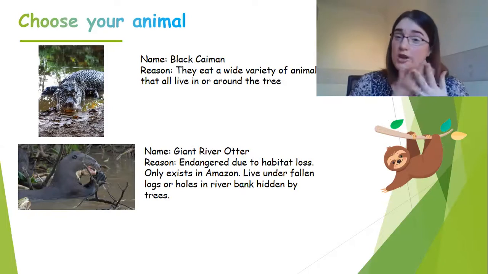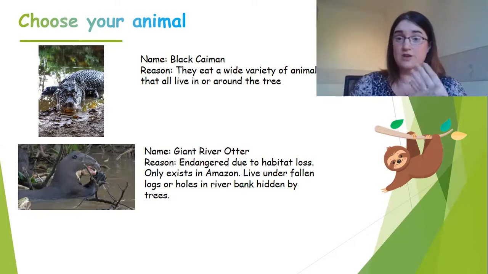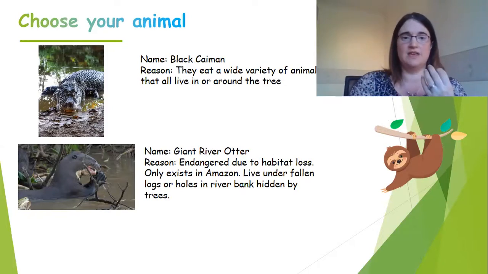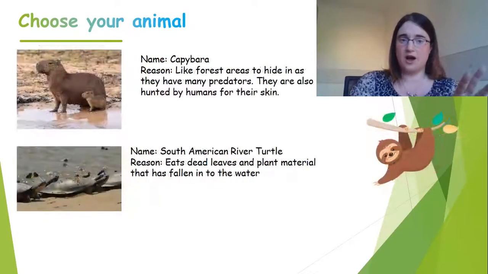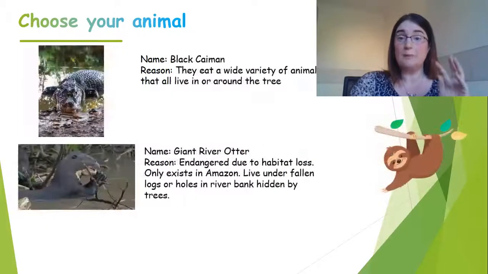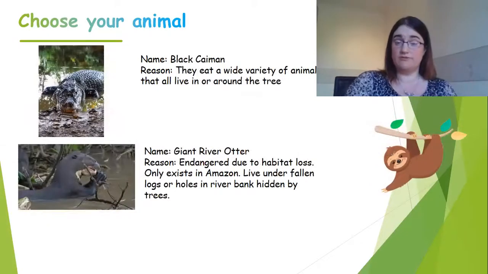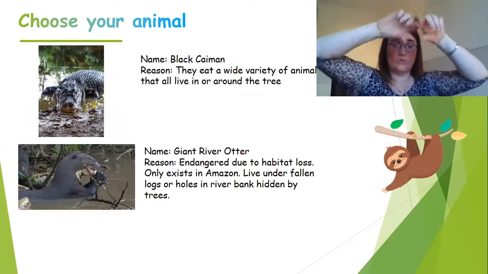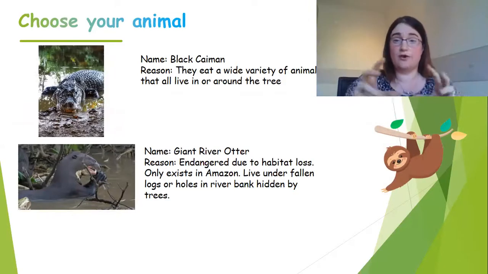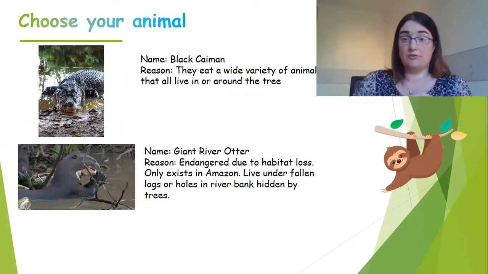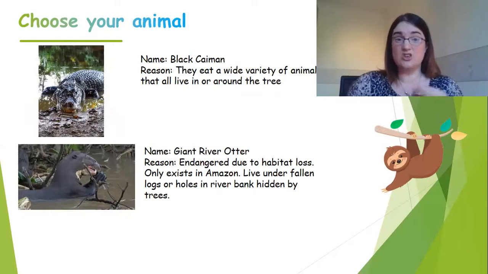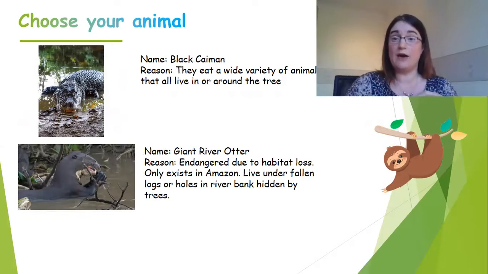So you're going to choose one of those 4 animals for me. Okay, you might need to go back and have another look at them. So our 4 animals are the capybara, the South American river turtle, the black caiman, or the giant river otter. And I want you to create a little web of any words you can think of to describe that creature. If you've got the internet, you might want to do a quick Google search of that creature. You might be able to find some videos on that creature, or some little bits of extra information that might help you in a moment to describe that creature.